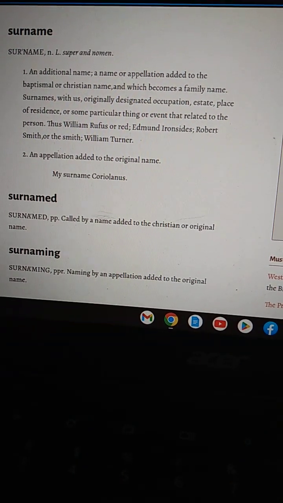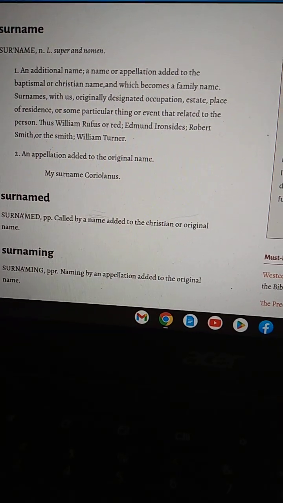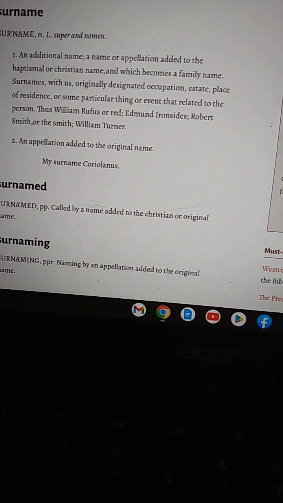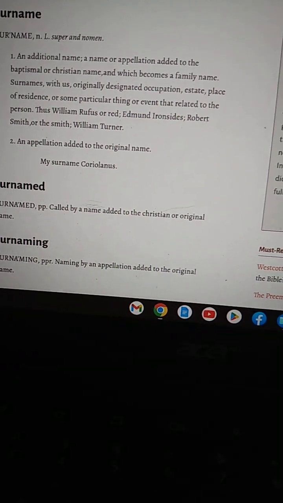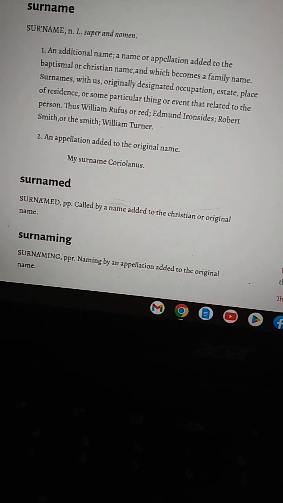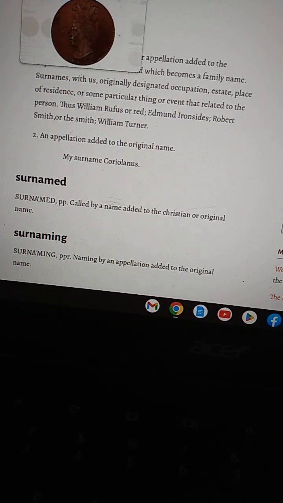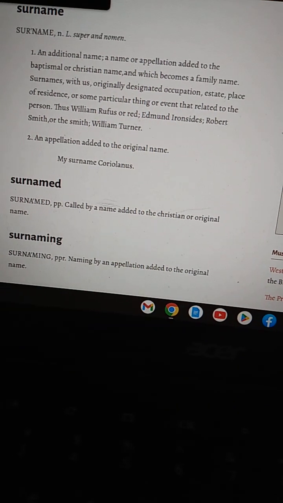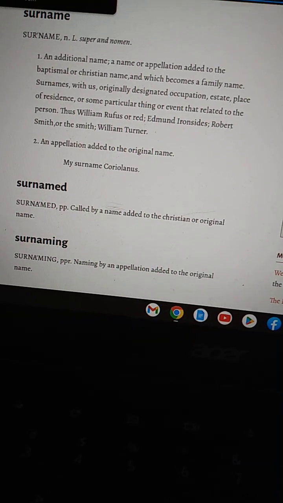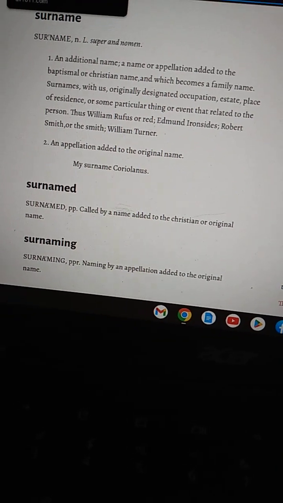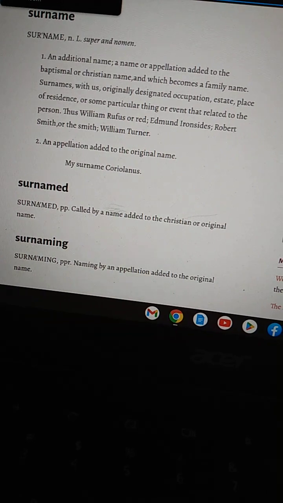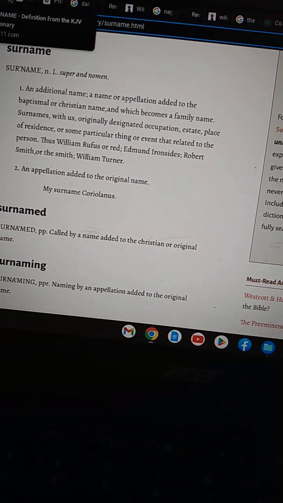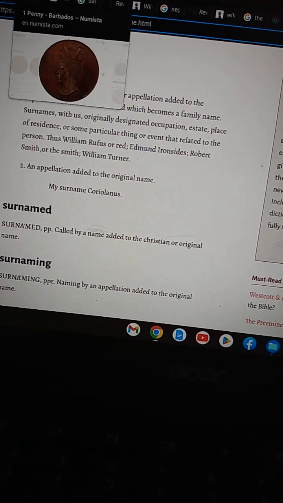It reads: an additional name, and a name or appellation added to the baptismal or Christian name, which becomes a family name. You know what I'm saying? So it came from a baptism. It came from a Christian connotation, from a Hebrew connotation, because we came out of the Dark Ages. We came out of the Roman captivity, the Roman Empire, with the New Testament. You know what I'm saying? And if you want to debate that, we could debate that.